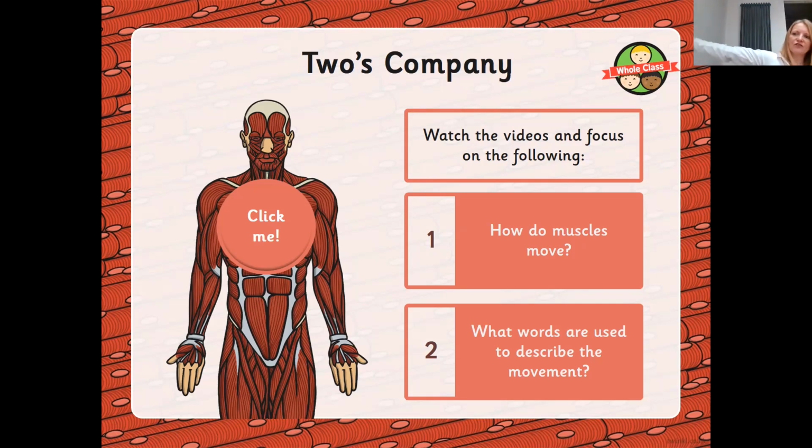So if my arm is straight, how do I bend my arm? What do the muscles do to make that happen? And you should find out something about how muscles work. There's another question to think about: what words are used to describe this movement? So watch those 2 videos and hopefully be able to answer those questions. So pause this recording and watch those 2 videos.